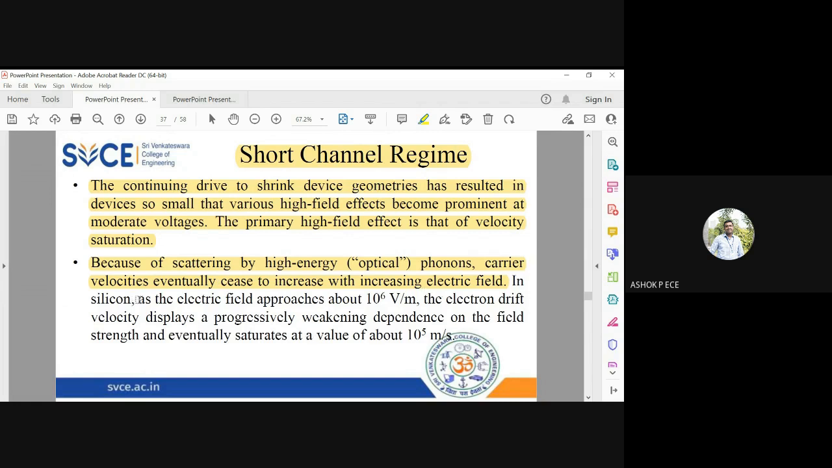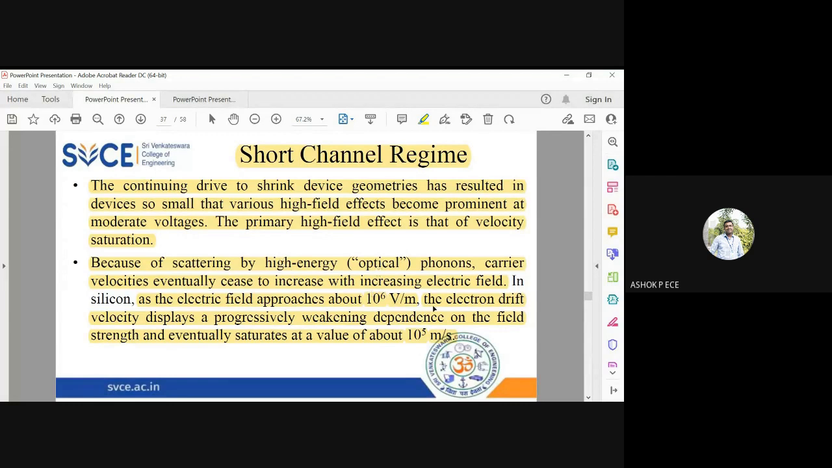So as the electric field approaches 10^6 volts per meter, the electron drift velocity displays a weak dependence and saturates. However much you increase beyond 10^6 volts per meter, the velocity will not move beyond 10^5 meters per second. It is going to stop at 10^5 meters per second because of the short channel regime. In the short channel regime, scattering happens. Scattering will stop the velocity from increasing with increase in electric field. Rather, the velocity will saturate or it will start decreasing.